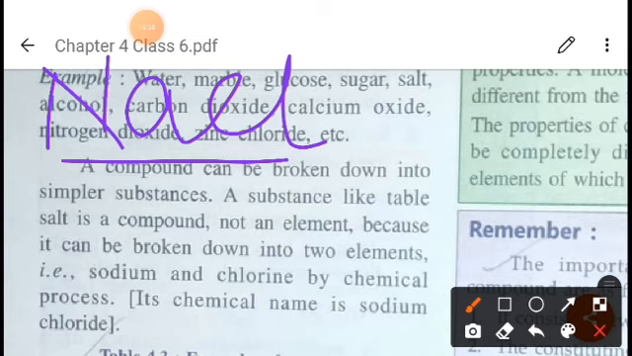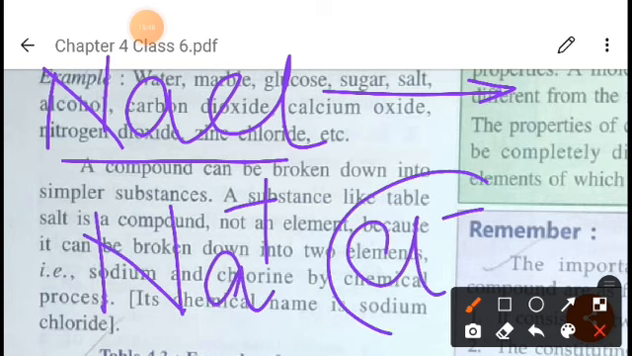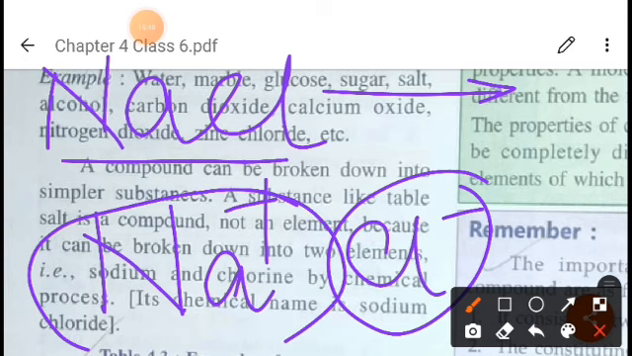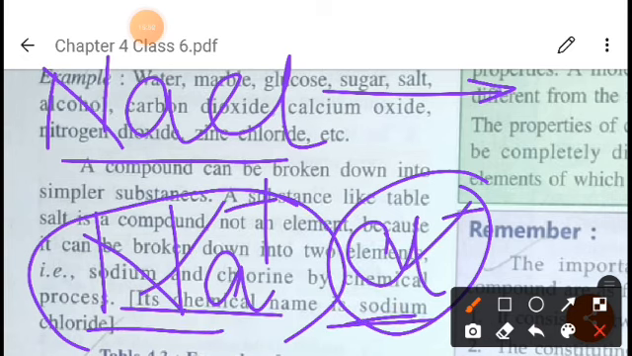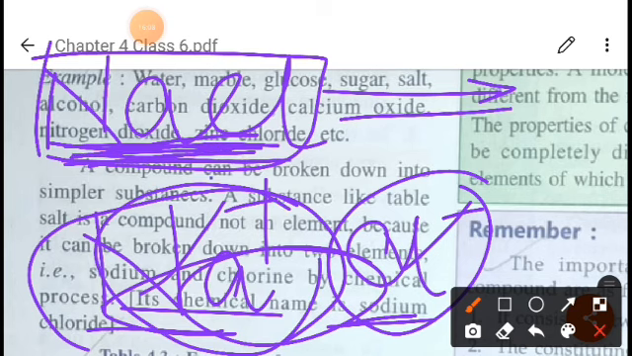Okay, so this can be broken down by a chemical process into Na plus and Cl negative. This one you will learn in higher classes. So this can be broken down to sodium and chlorine. This sodium and chlorine is an element, and when they combine together in a fixed ratio, they make a compound, which is sodium chloride. I hope you are understanding this. So when we break sodium chloride by a chemical process, we will get sodium and chlorine.